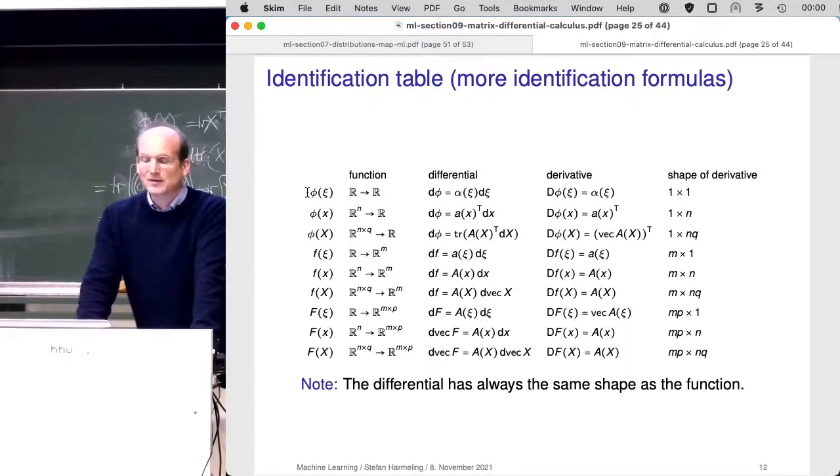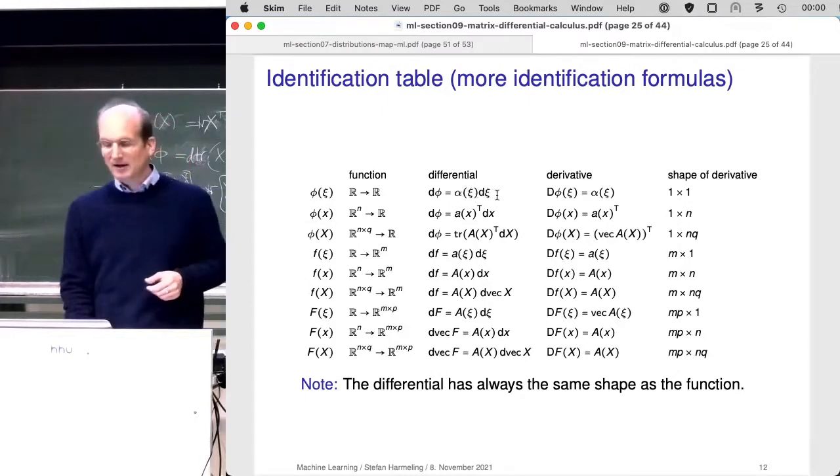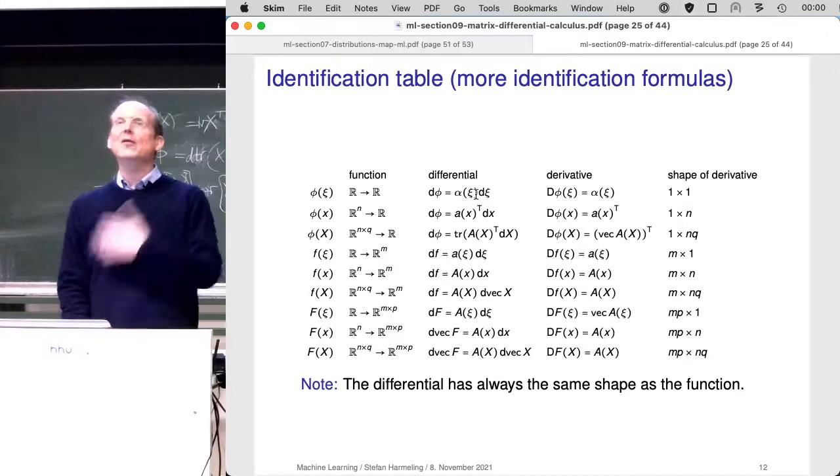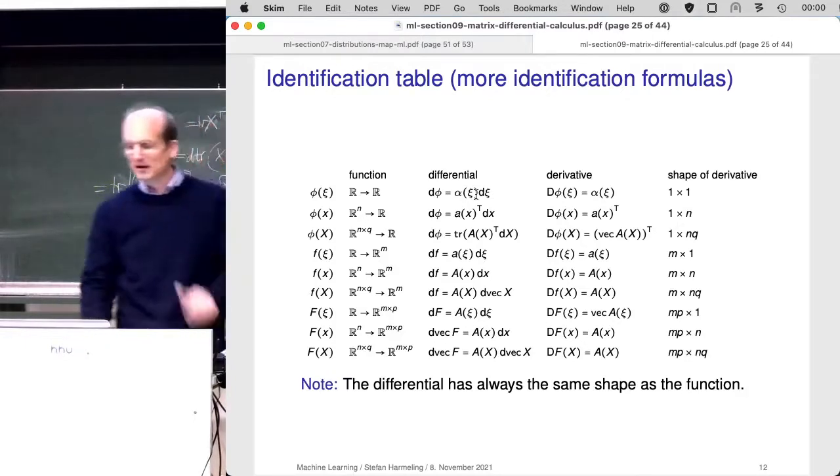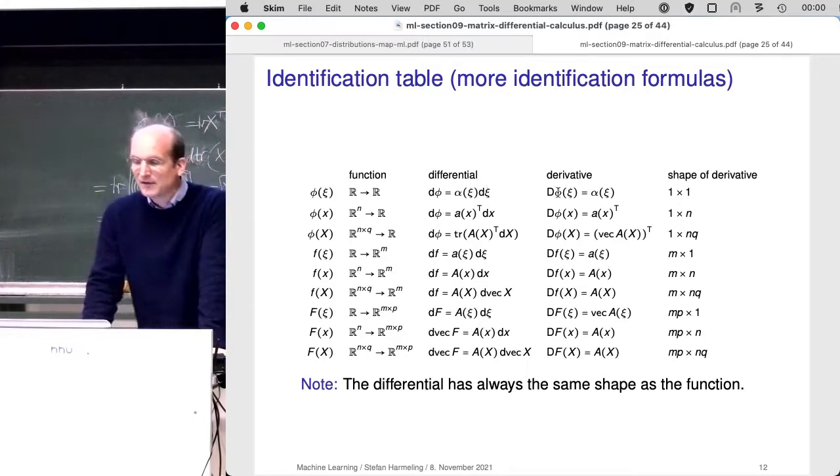So the simplest one is phi of x, which is scalar input, scalar output. Here you need to derive this equation. So the d phi must be equal to some expression of xi times d xi, where in the alpha of xi there is no d xi anymore. So the d xi must be isolated to the very right-hand side. And then you can read off the derivative here. And at the end, the shape of the derivative will be 1 by 1.